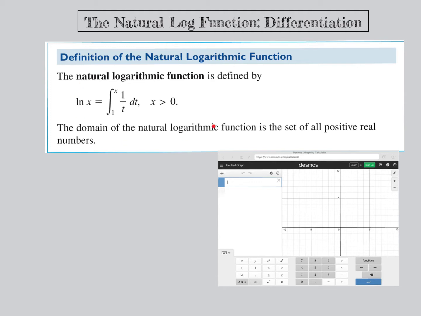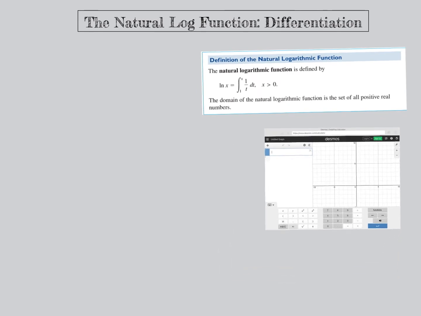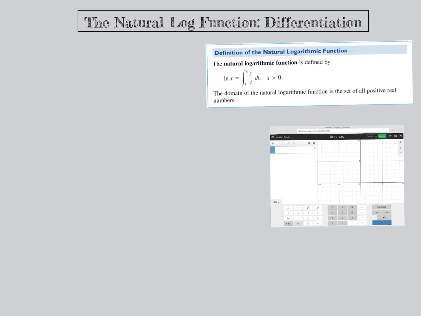This right here is the definition of the natural log function, and this is a very calculus way to write this definition. We'll explore this more in the next video. Let's instead take a look at what natural log means in a more exponential way.